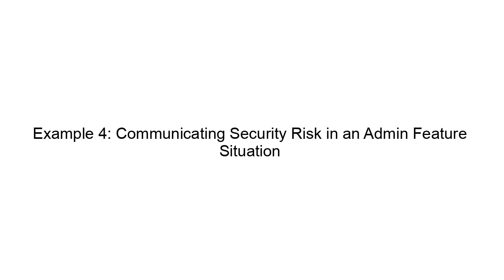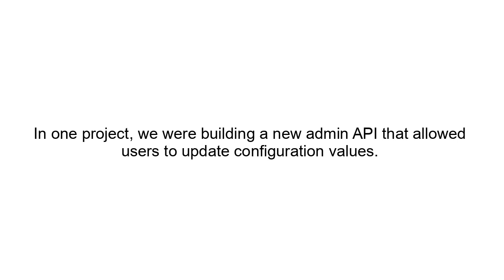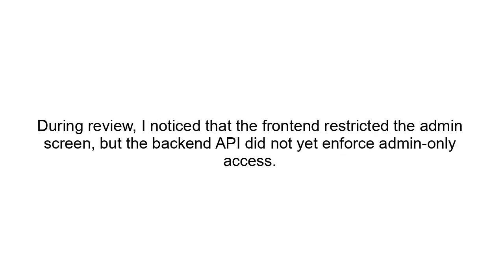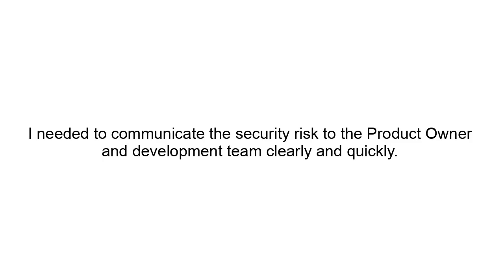Example 4. Communicating security risk in an admin feature situation. In one project, we were building a new admin API that allowed users to update configuration values. During review, I noticed that the front end restricted the admin screen, but the backend API did not yet enforce admin-only access. Task: I needed to communicate the security risk to the product owner and development team clearly and quickly.